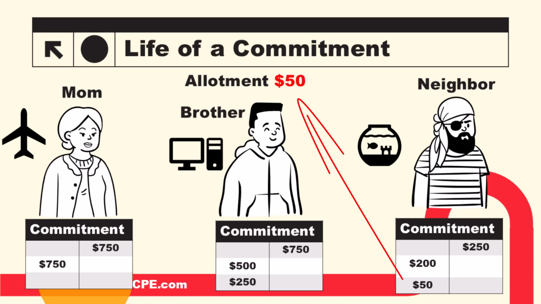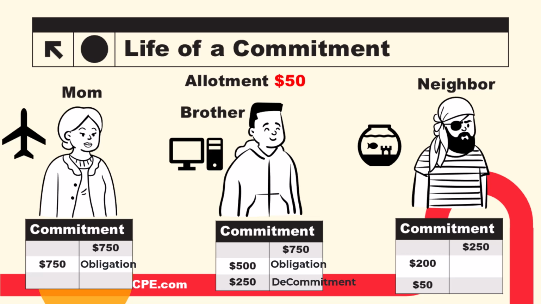Now, looking at the tracking boxes, we can see mom's commitment remained at $750, and we ended up using all of that for purchasing plane tickets for the obligation. Her overall commitment balance is now 0. Your brother started with $750. He had $500 for an actual computer that he obligated for, and then we reduced the remaining $250 to bring his commitment down to 0, which we moved over to your neighbor. We ended up only using $200 for obligations for the neighbor, so we had a remaining $50, which we then decommitted and brought back to our allotment.